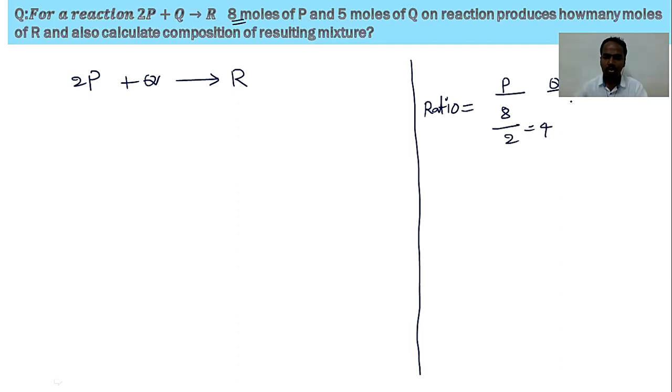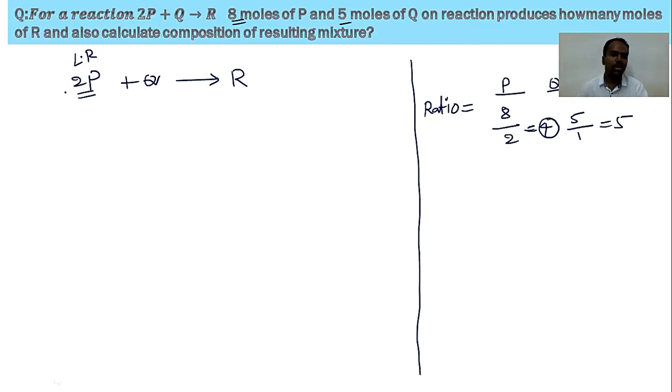Find the ratio for Q. The number of moles of Q given is 5, and the stoichiometric coefficient of Q in this equation is 1, so the ratio is 5. Between P and Q, which one has the least ratio? P. That's why P is the limiting reagent.